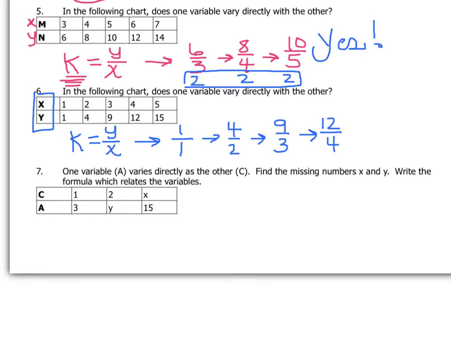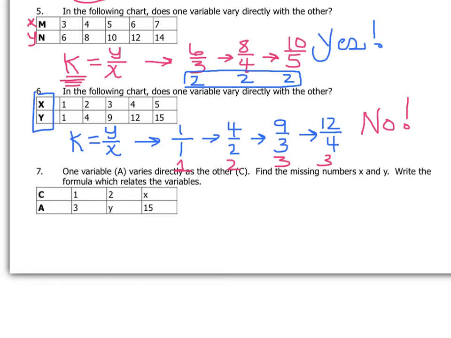1 divided by 1 gives you 1. 4 divided by 2 gives you 2. 9 divided by 3 gives you 3. 12 divided by 4 gives you 3. I don't quite see a relationship that takes place that is constant. So there is no pattern.